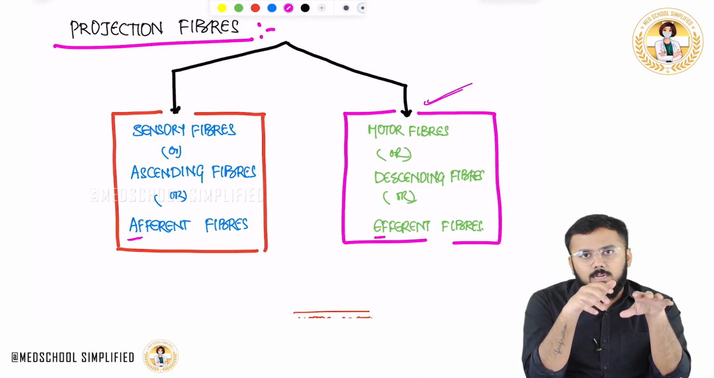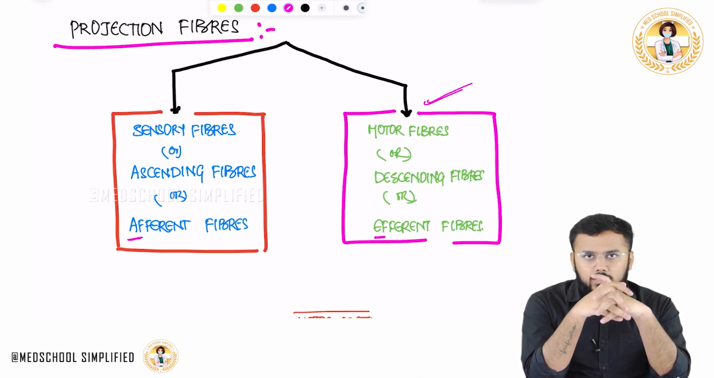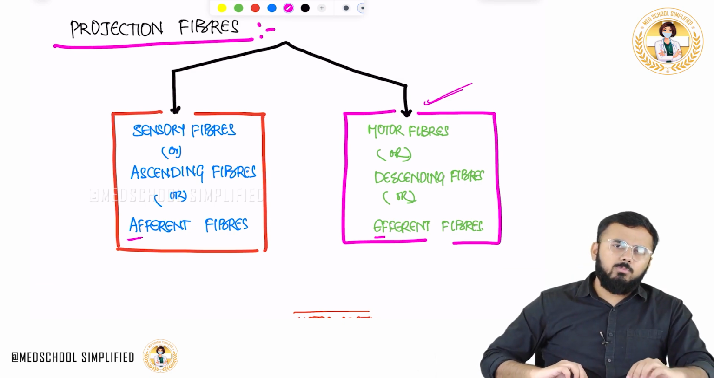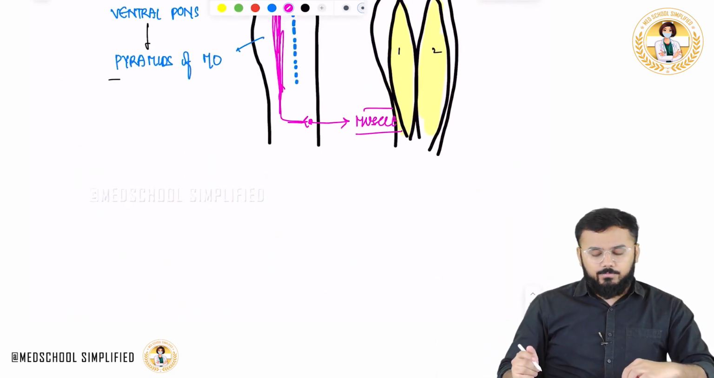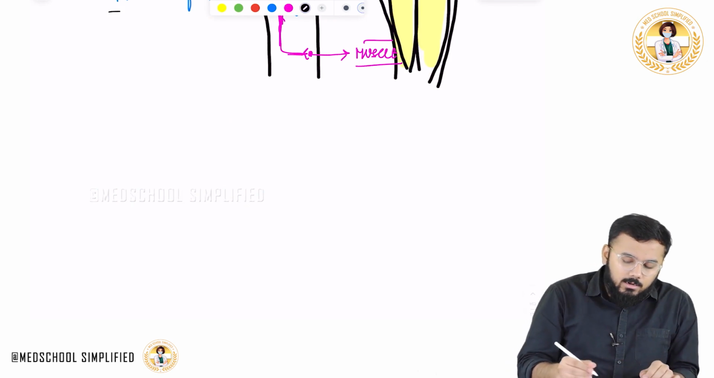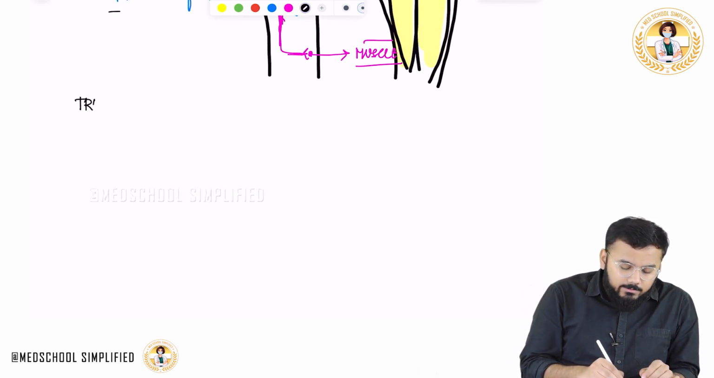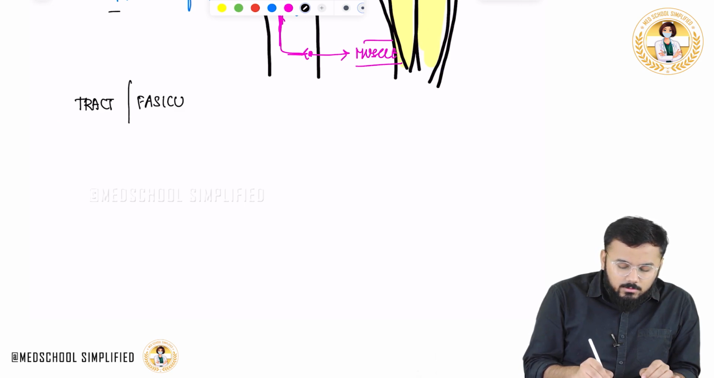What are the list of ascending fibers? What are the list of descending fibers? We will discuss. But before that, there are a few important things we need to understand. What are these things? What do you mean by a tract? Or what do you mean by a fasciculus?